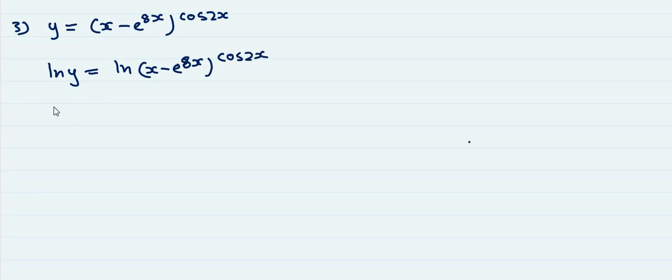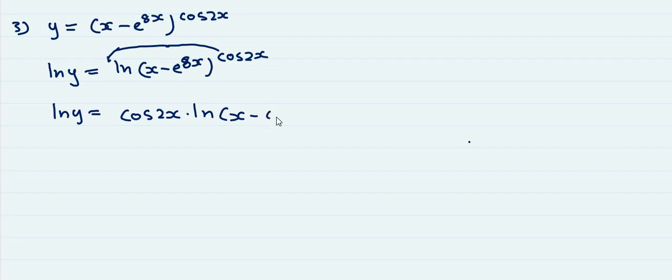So what to work out: ln y equals to anything in exponent whole log. Then we multiply over cos 2x multiplied by the ln of x minus e to the exponent 8x.